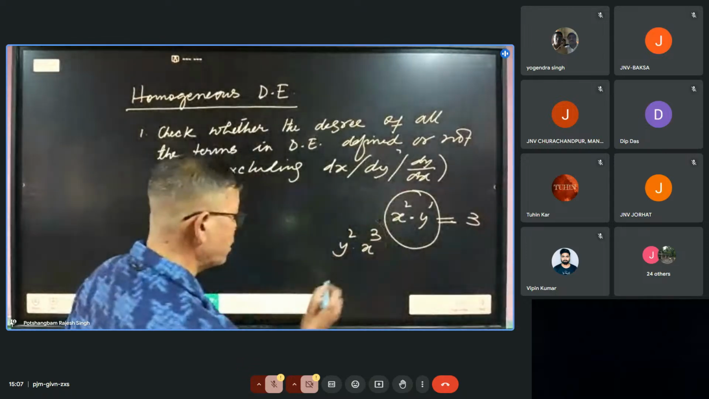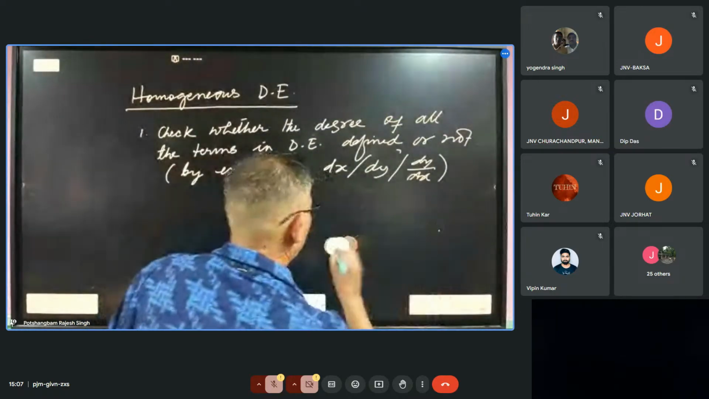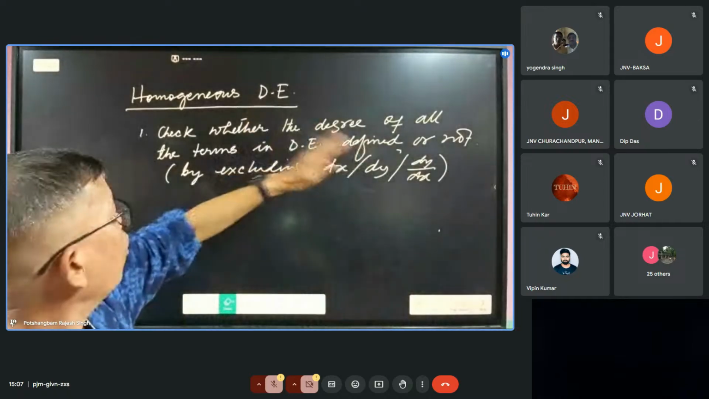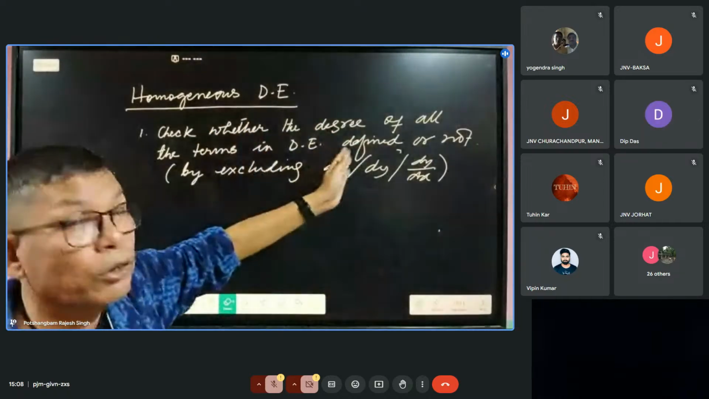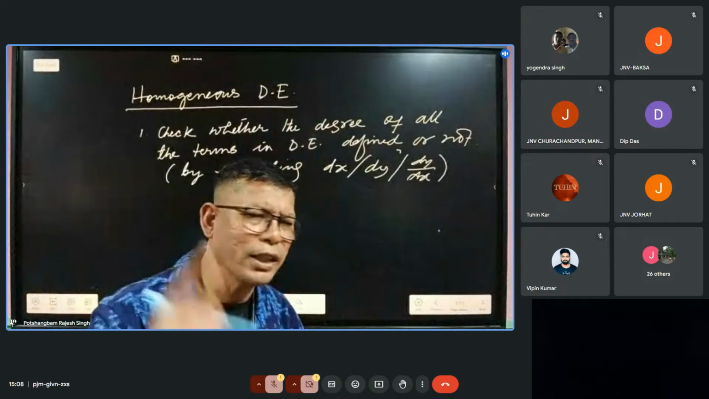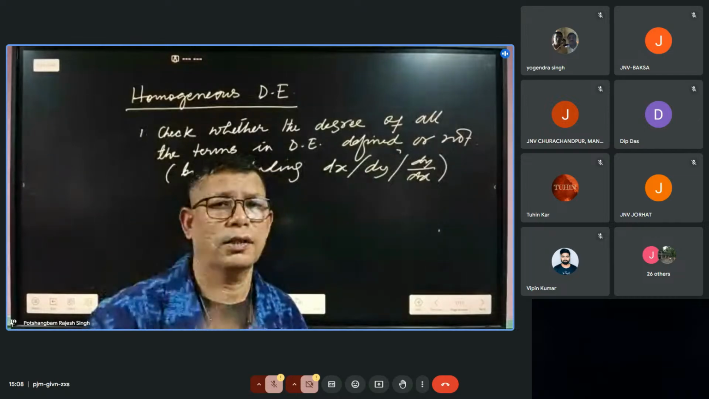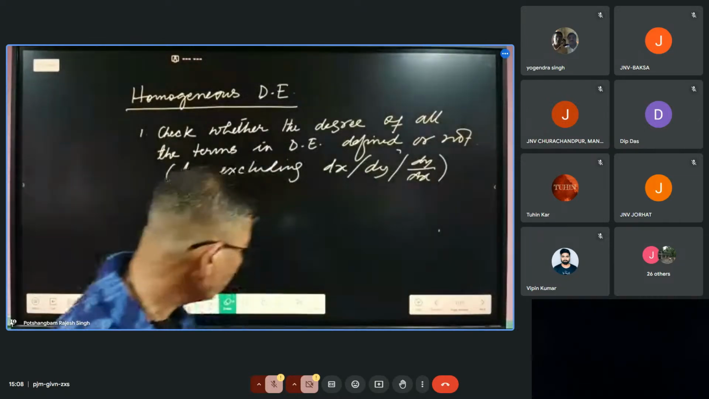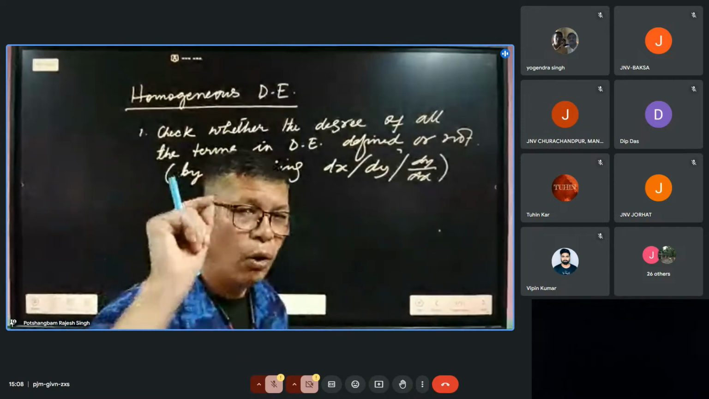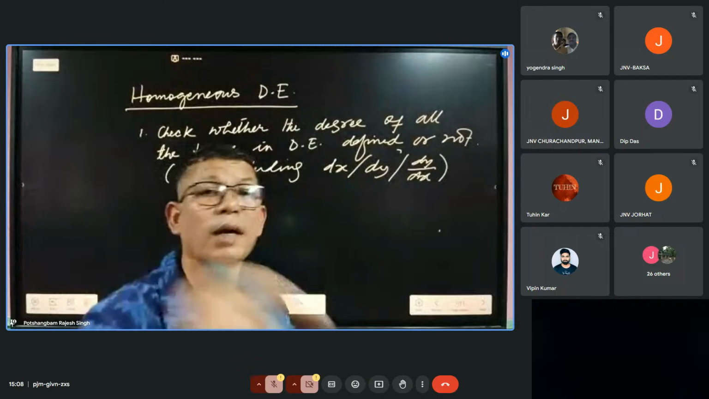So dear students, first we need to check whether the degree of all the terms in the differential equation is defined or not. If any one of the terms does not define its degree, then your differential equation is not homogeneous. To be homogeneous, all the terms should define their degrees, and the degree of all the terms should be equal.